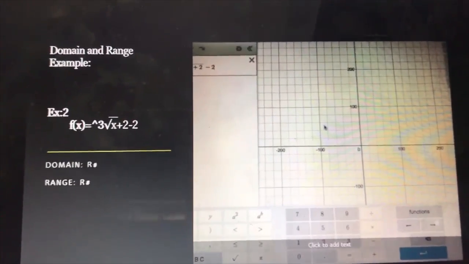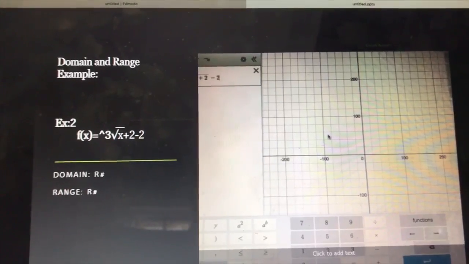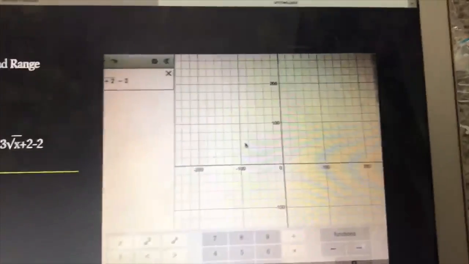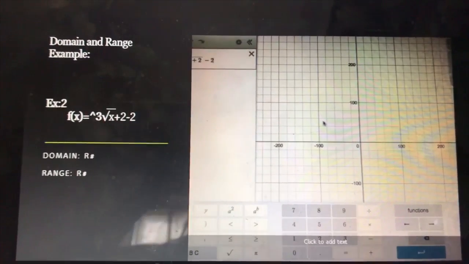Then, for the second example, it's f of x equals the cube root of x plus 2, minus 2. And there's nothing on the graph because when it's raised to the third power, the domain and range are all real numbers.